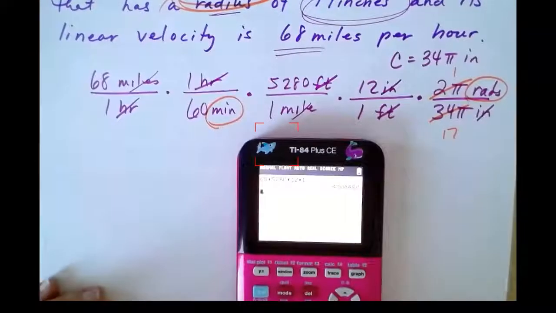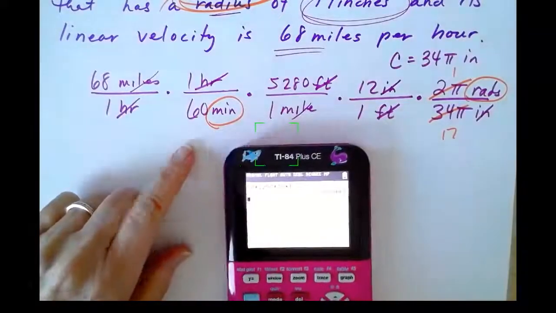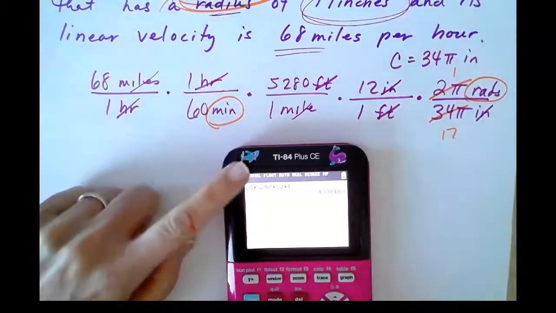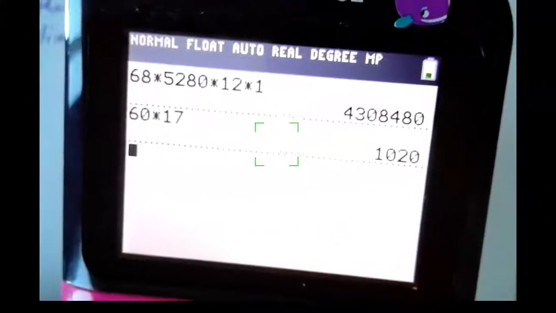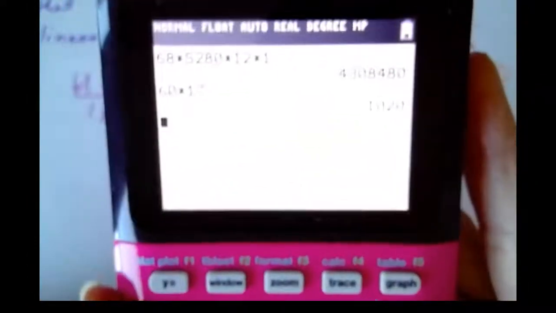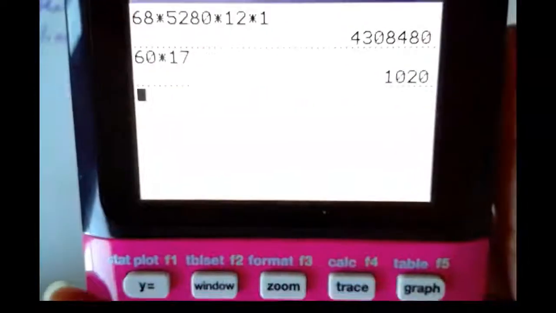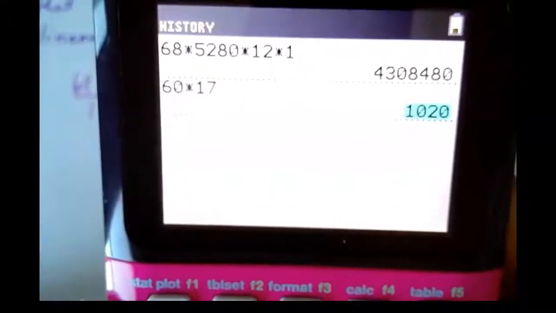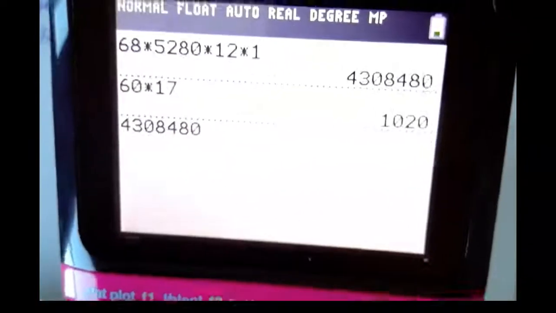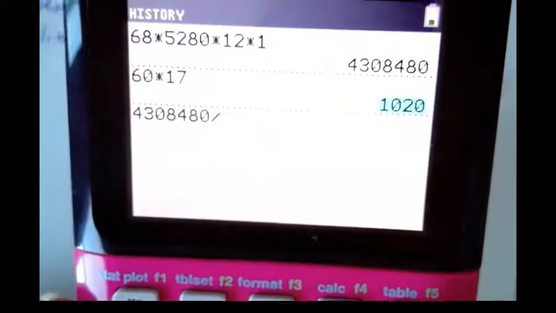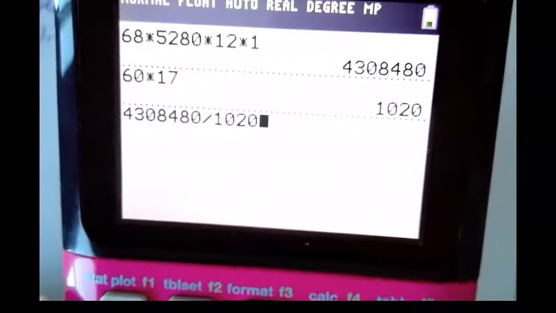Okay, now we're ready for the denominator. All that's in the denominator is 60 times 17. So, take a look at the calculator here. The calculator has both calculations stored in it. So, in order for us to just utilize the calculator here, we just need to go back up and grab the top number and divide it by, and then grab the next number and enter.